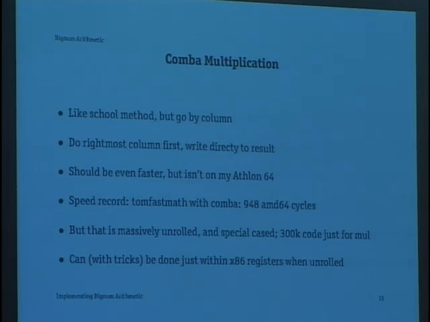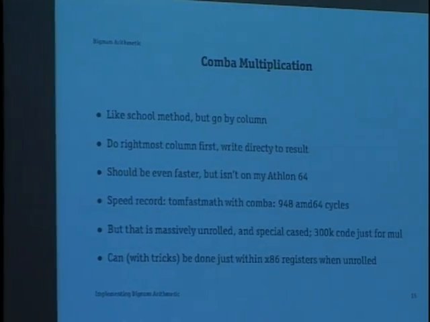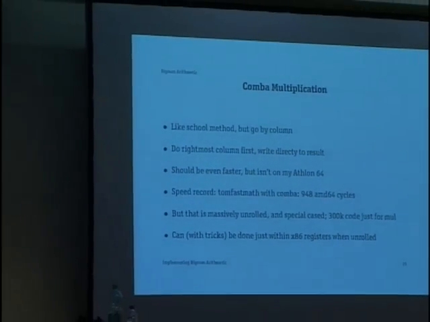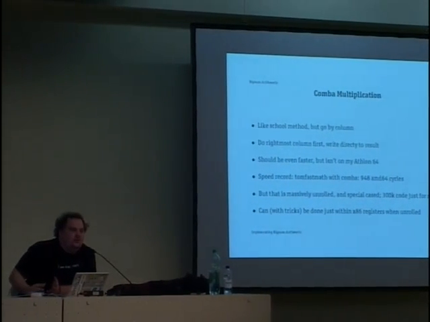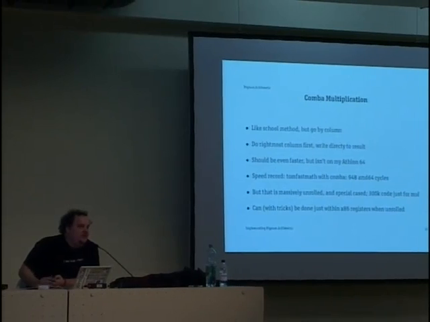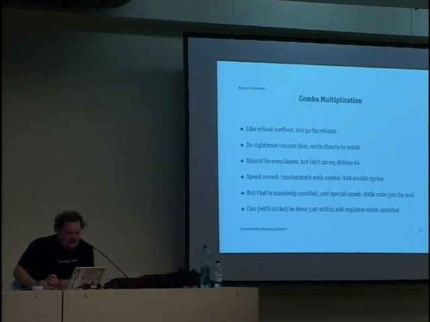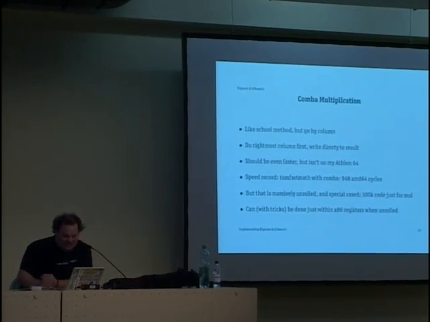But he did a massive unrolling. He has a special case for 1024 bit times 1024 bits, and then he has completely unrolled the whole thing, and there's no loop counters anymore. So his code is like 300K for one multiplication. I wasn't willing to go that far.